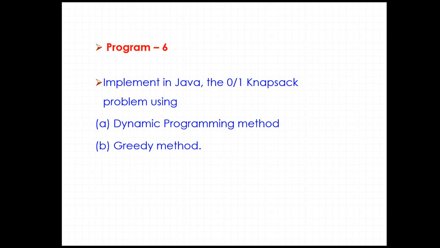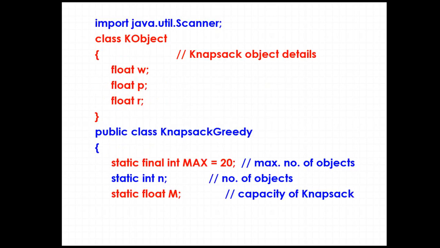solved in fractional Knapsack, right? While you go through this PPT, just keep the fractional knapsack problem in mind, then you can go through this PPT to understand. Import java.util.Scanner is a header file, and in this program we'll have two classes, that is KObject and one more class, KnapsackGreedy. KnapsackGreedy should be your file name because this class will have the main function, right?